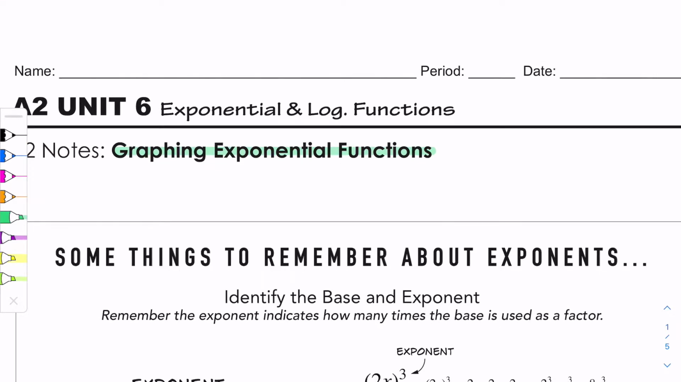We did review these rules a couple of days ago as an extra practice assignment, so hopefully you're remembering some of this. Also, I added some extra examples in my note sheet that are not on yours. It's just some basic examples. It will definitely be helpful to write them down.